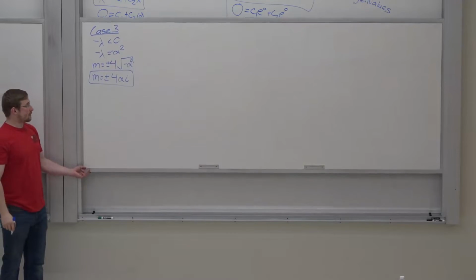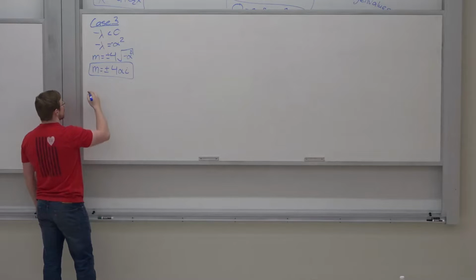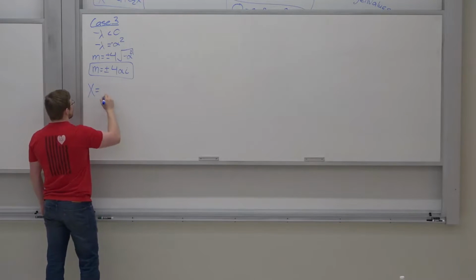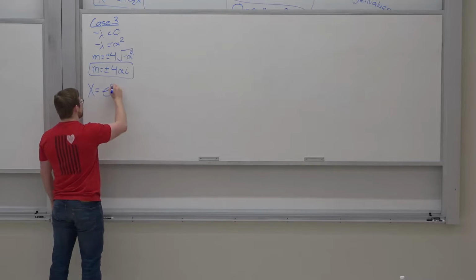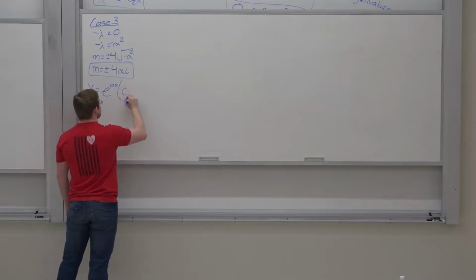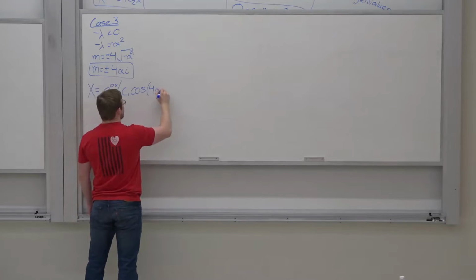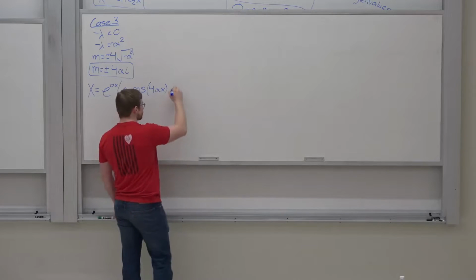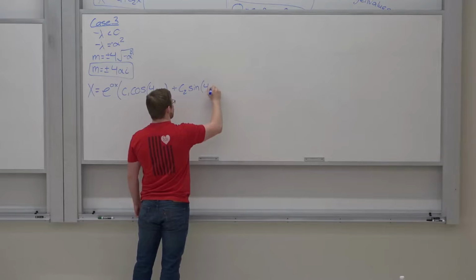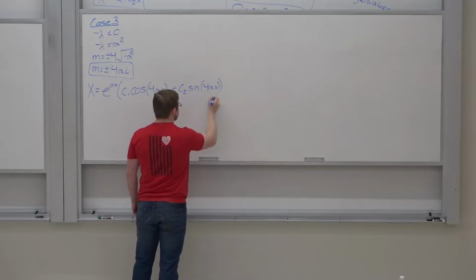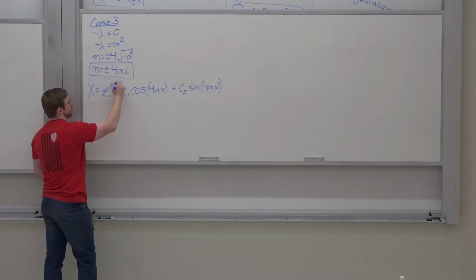And if that's what my m is equal to, then I know that my solution, since this is imaginary, my capital X is going to be e to the 0x times C1 cosine of 4 alpha x plus C2 sine of 4 alpha x. And I know that my e to the 0x is just going to go to 1.